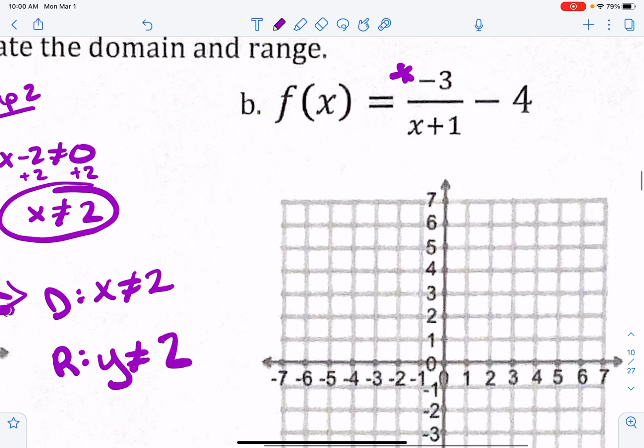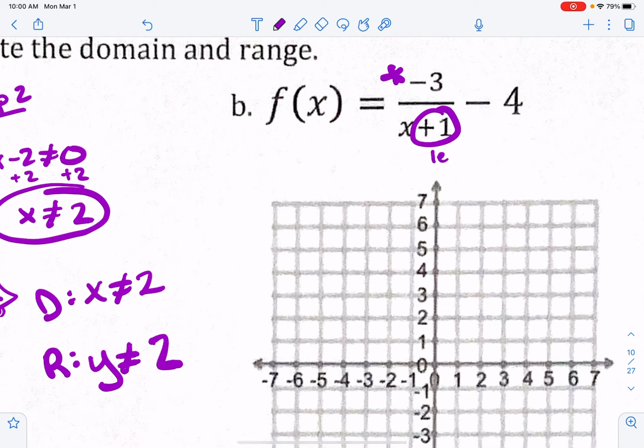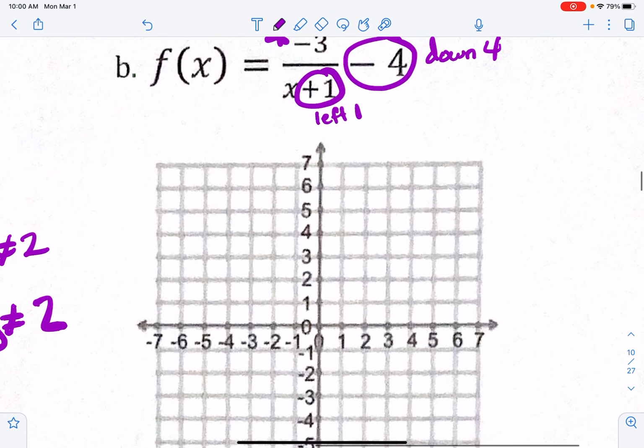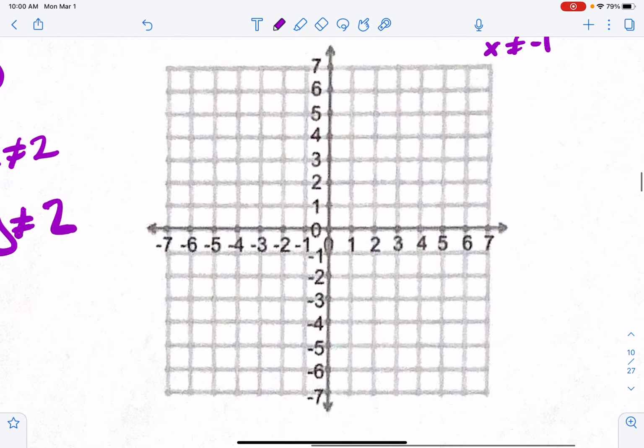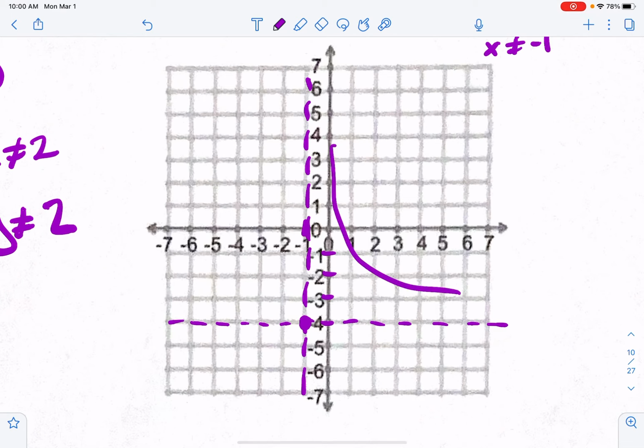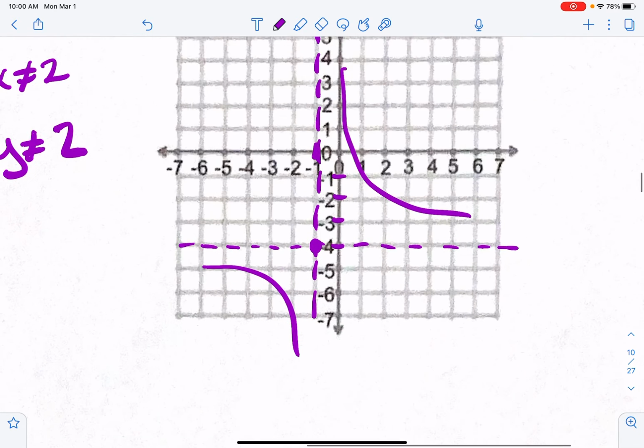All right, this +1 moves him to the left 1 unit, and -4 moves him down 4. Or x + 1 can't be equal to 0, so x can't be equal to -1 if we move the 1 over. So left 1, down 4. I'm going to go left 1, down 1, 2, 3, 4. There's my dot. Put my asymptotes in there. This one, and then my boomerang guys are going to go like this, but don't draw those in yet.